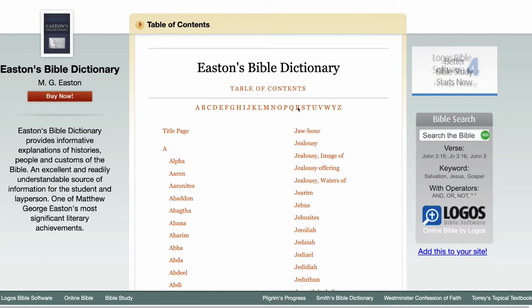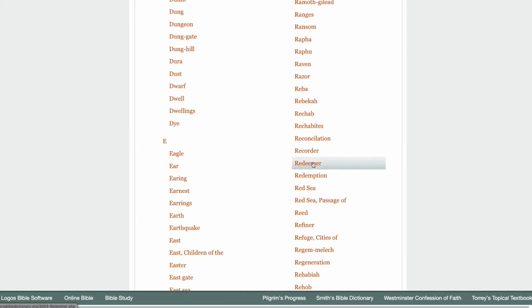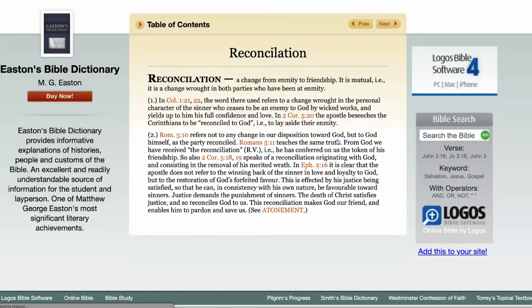Reconcile begins with R, so we are scrolling to the R section. We go past all the RA words to the words that start with RE. It doesn't take long to find reconciliation. It isn't very far down the list. After clicking the word reconciliation, you'll come to a 2-part definition.